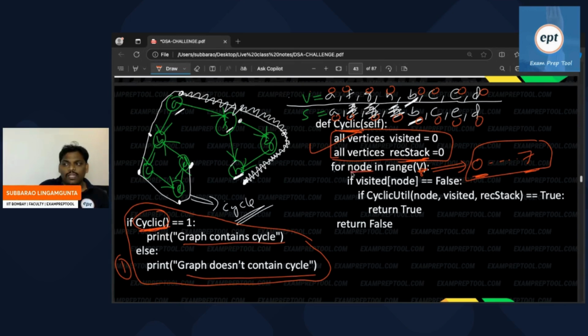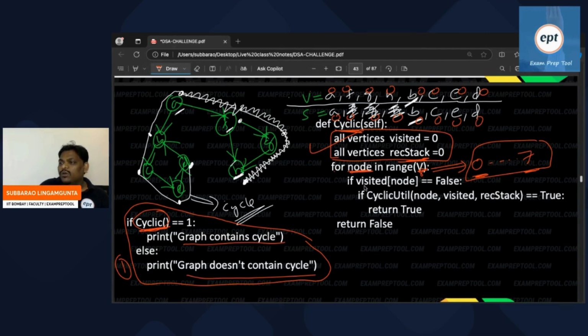So now the initial node is 0, next is 1, next is 2, and so on. 0 means A, 1 means B, like that one by one. So the 0th node may be A, the first node may be B, and so on. Start from any vertex. I am starting from the 0th node.